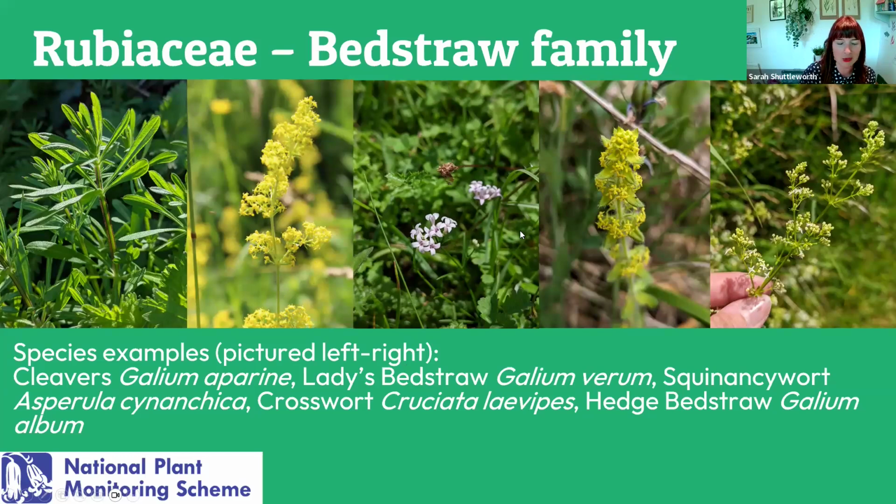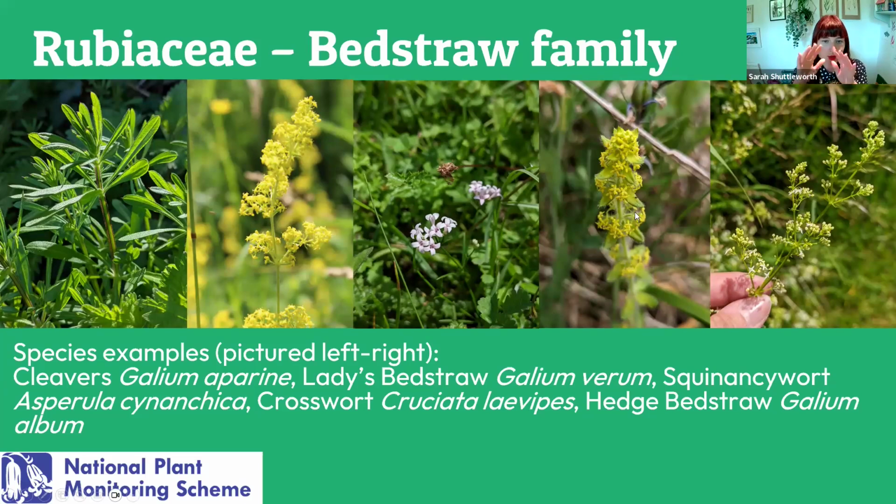And then Squinancywort, which is possibly my favourite in the group just because of the cool name. This one really likes your chalk grassland, your calcareous grassland, and it's very small and easily overlooked. At the moment, it's actually just in bud from where I've been anyway. So it's not quite out yet, but it's so easily overlooked because it is really fine leaved and it doesn't have very many leaves around the whorl, which is one of the key things for identification as well when it's vegetative.